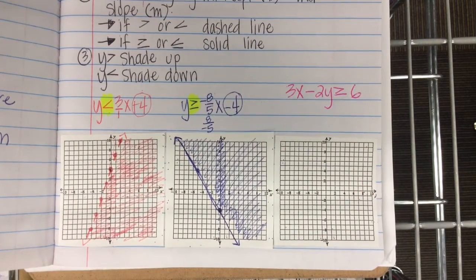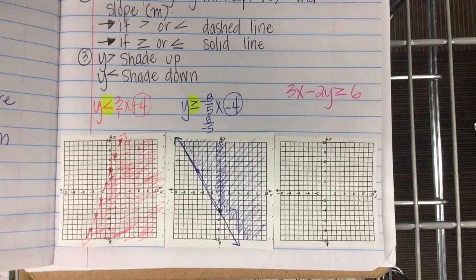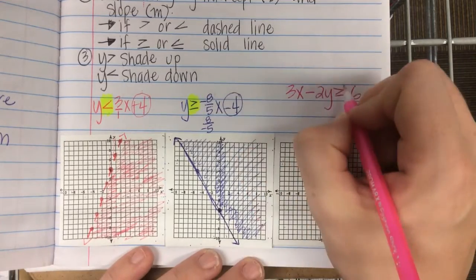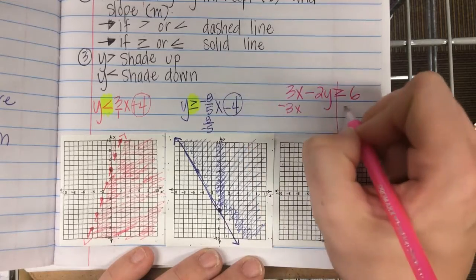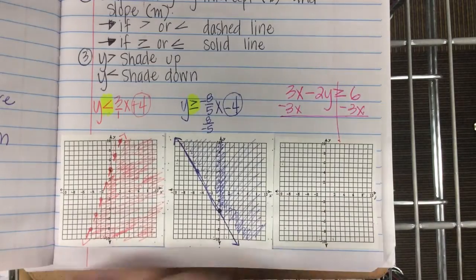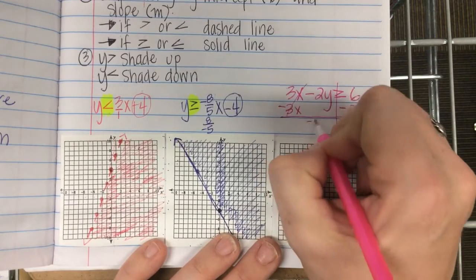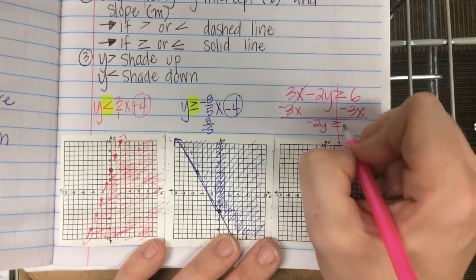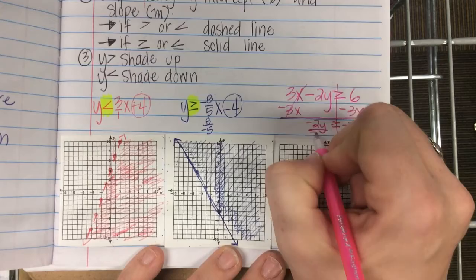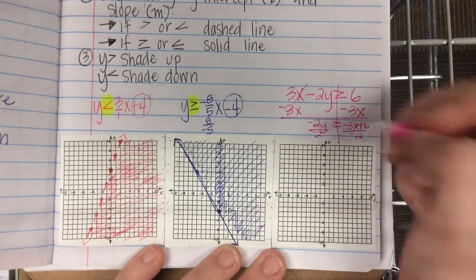3x minus 2y is greater than or equal to 6. Step number 1. In order to graph, I have to have it written in y equals mx plus b. It has to be in slope-intercept form, so let's change it. Minus 3x, minus 3x. I'm going to have to squeeze it. I didn't leave myself enough room. Negative 2y is greater than or equal to negative 3x plus 6. Am I done? One more step. Divide by negative 2. Divide by negative 2.